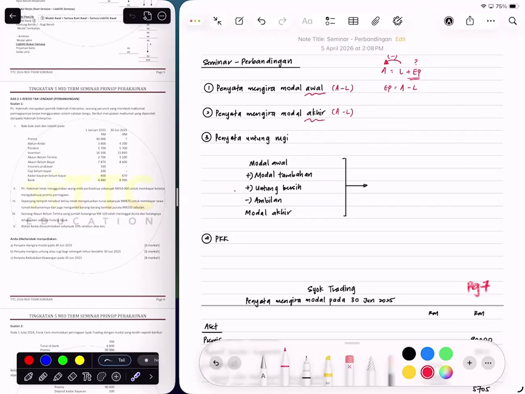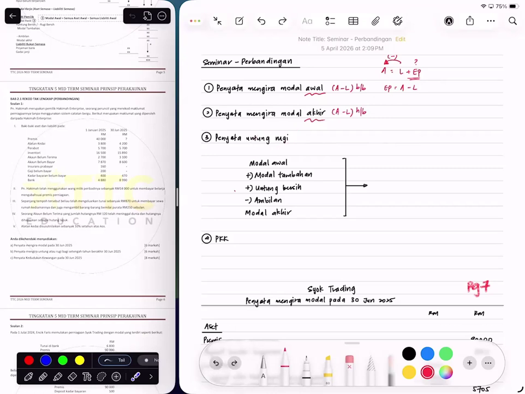But if you're looking for modal awal, of course you need to look for baki awal, which is baki BB. If you're looking for modal akhir, of course you need to find your baki akhir, which is baki HB. That's it for modal awal and modal akhir. It's just that you need to put it into the format by taking all the asset minus all the belanja. Then once you get your modal awal, modal akhir, then you can use your EP format in PKK to find out your untung bersih or rugi bersih here.